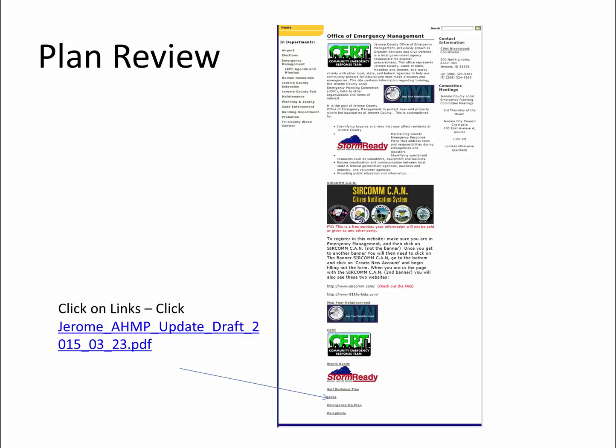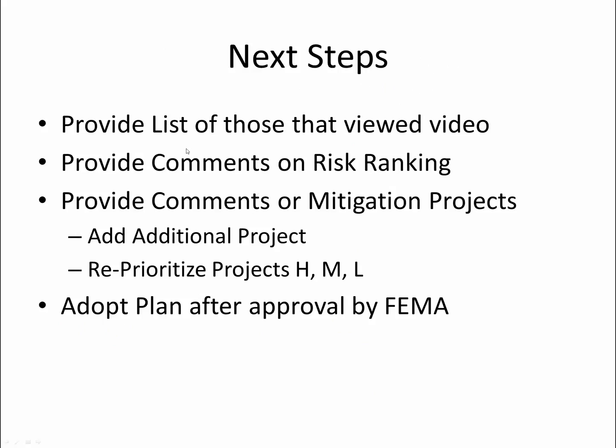So our next step is we will provide this video to the city clerk and request that the clerk distribute it to the elected and appointed officials, and then gather a list of those who viewed the video on a form that we will send with this particular email to transmit the video. We'd ask that you provide any comments on the risk ranking or comments on the mitigation projects. Certainly encourage any additional projects that you would like to add, and then examine the prioritization, and make sure that you agree with the projects as we have prioritized them.